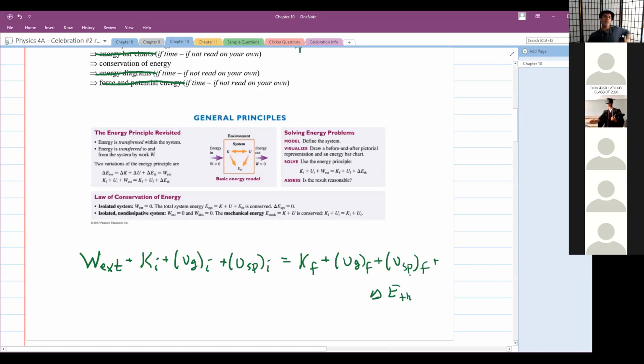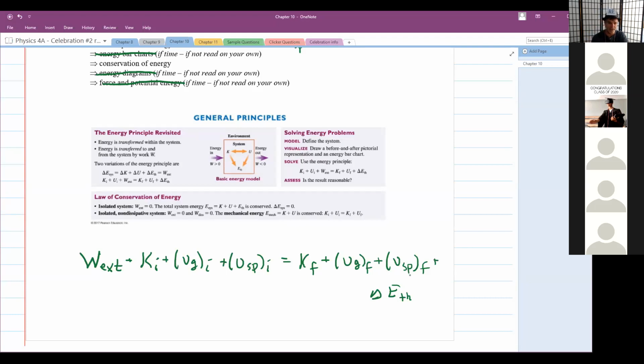Couple things to keep in mind. Potential energy is always an interaction between two objects. A single object cannot have potential energy. So if I want to use gravitational potential energy, the Earth has to be part of my system. If I want to use elastic potential energy, the spring has to be part of my system. And if I want to use thermal energy, all objects whose temperature changes have to be part of the system.